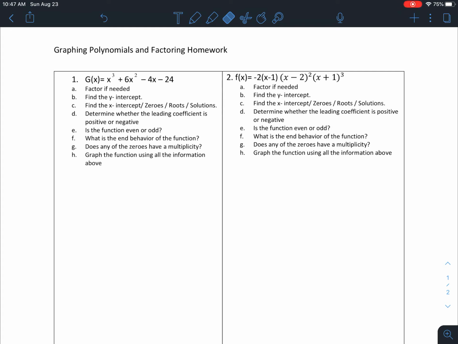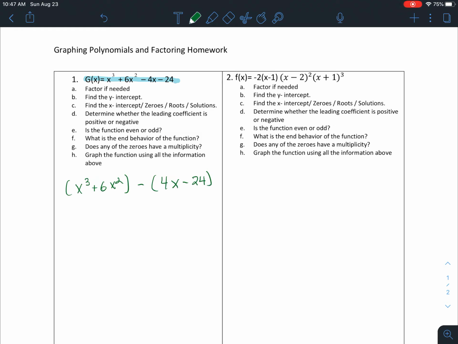I am trying to help y'all graph polynomials today and factor. So this was our homework that we did, and as you can see, this first one has 4 terms. So most likely we are going to be able to use factor by grouping. So I'm going to group the first 2 terms, leave the sign in the middle, and group the next 2 terms.